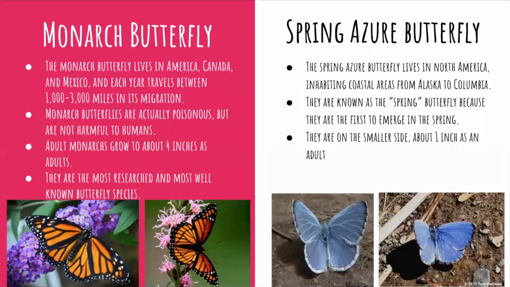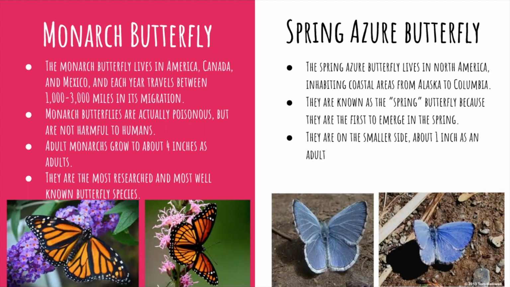The two species that I chose to research are the monarch butterfly and the spring azure butterfly. When thinking of butterflies, most people think of the monarch. This is the most well-known and most researched species of butterfly. The monarch lives in America, Canada, and Mexico, and each year travels between 1,000 and 3,000 miles in its migration. Monarch butterflies are actually poisonous, but they are not harmful to humans. They are only harmful to predators and other small insects. Adult monarchs grow to be about 4 inches as adults, so they're one of the bigger butterfly species.